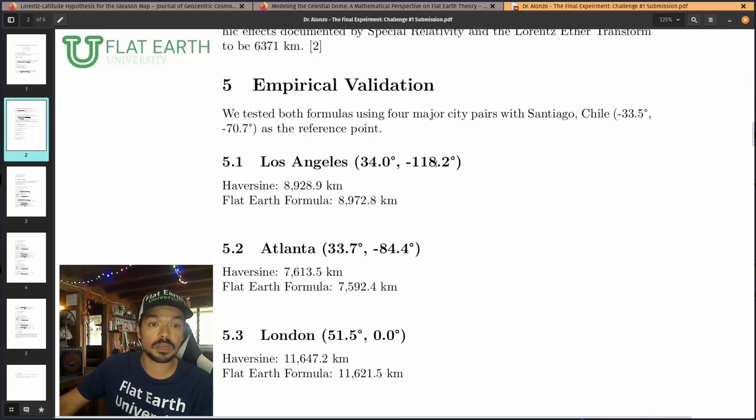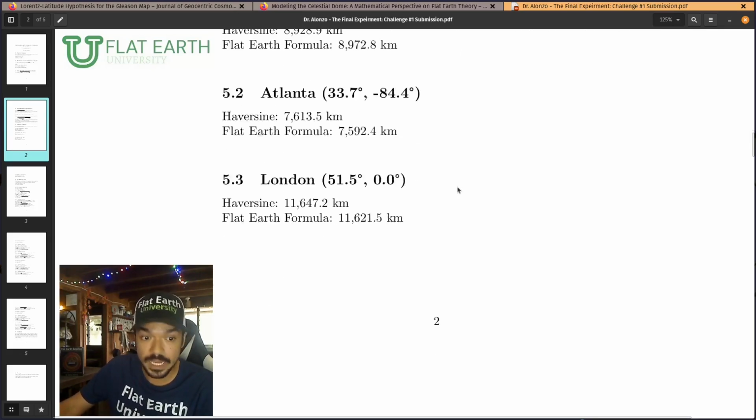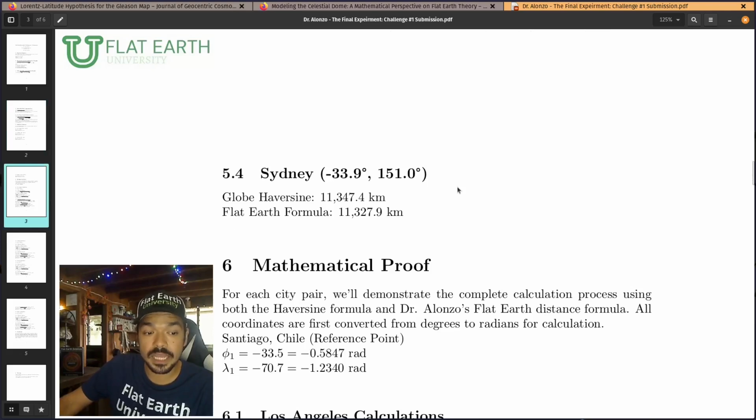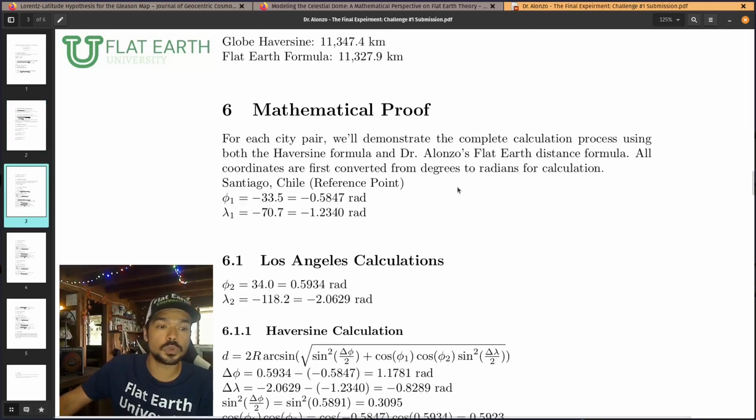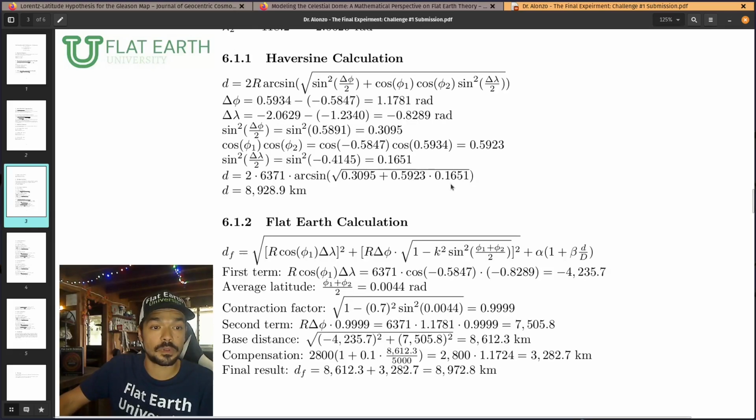Let me go to right here where we actually tested the 4 test cases. We see the Haversine formula, but then we also see the flat earth formula, and we see how close it is. It's less than 1%, it's like 0.2%, 0.1 in many cases. So that's how I was able to conclude, and you see all the math here, you can go through the math yourself. For example, for Los Angeles, we show you the Haversine formula, then we show you the flat earth formula. So you can verify all this yourself.